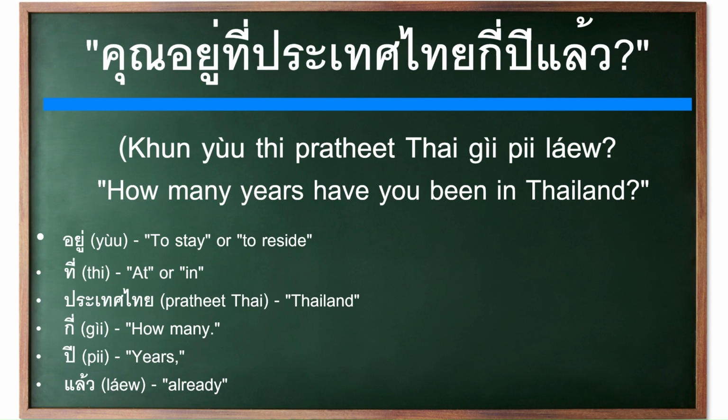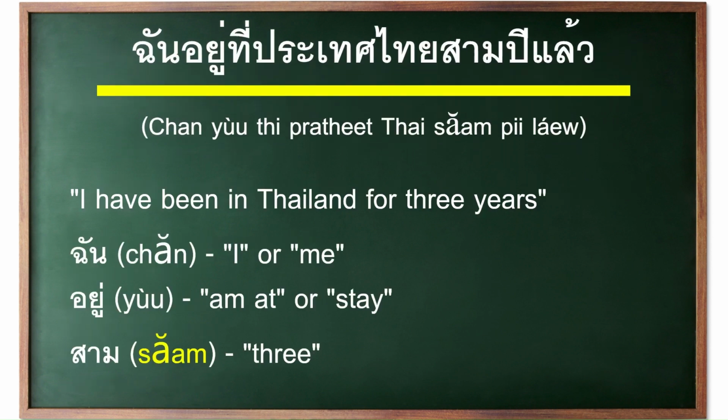กี่ means how many? Used before numerical queries. ปี, as we learned before, means years, the unit of time. แล้ว often translates to already, suggesting continuity to the present. And if you have been in Thailand for 3 years, your response would be structured as ฉันอยู่ที่ประเทศไทย 3 ปีแล้ว. I have been in Thailand for 3 years.